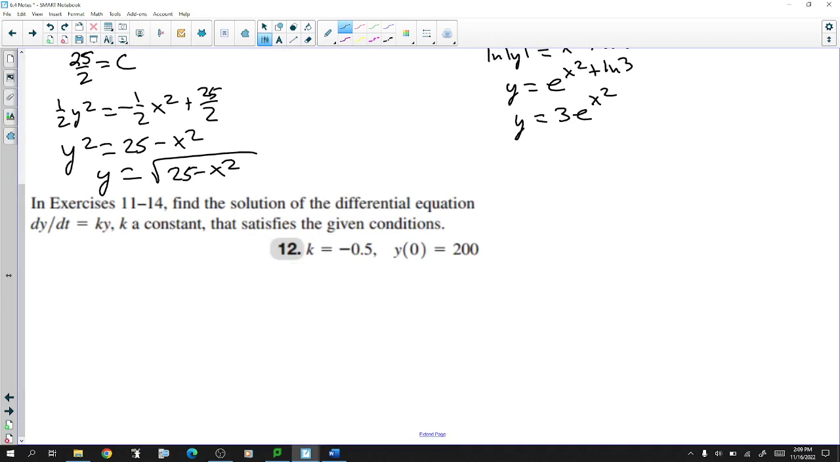Find the solution of the differential equation. This is exponential growth. So we can just go right to y is equal to y naught e to the kt. Well, they give us the initial value, so we know that's 200, and they even give us the k. That's negative 0.5 t.